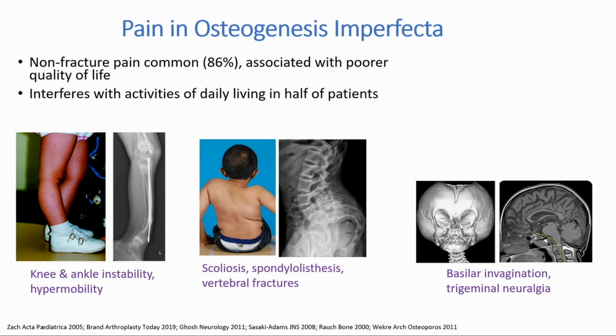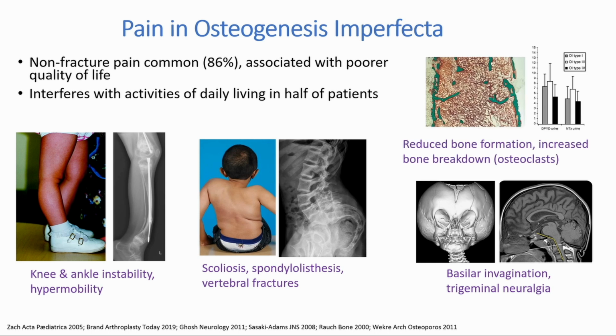There can be nervous system complications, particularly in the skull. If patients develop basilar invagination, where the base of the skull infolds and compresses the brain, this can lead to headaches and other severe types of pain. And also, there can be intrinsic pain in the bone itself. This probably arises due to the fact that there's more bone breakdown in OI. So osteoclasts that resorb bone are highly present, chewing the bone up, and this can be associated with pain.